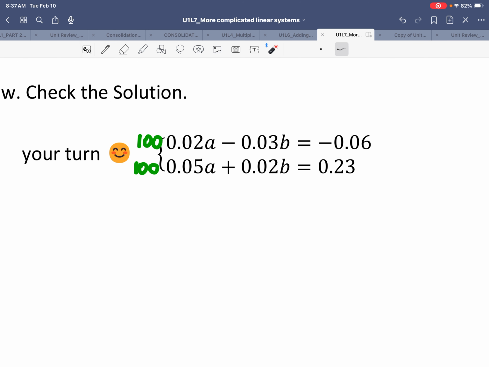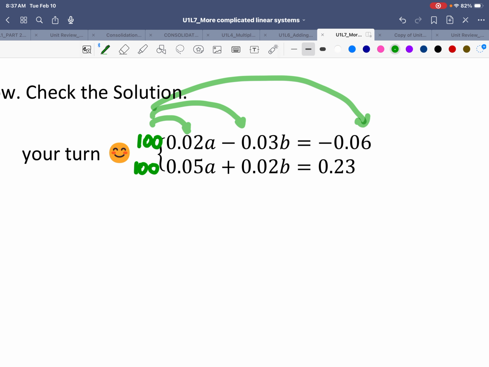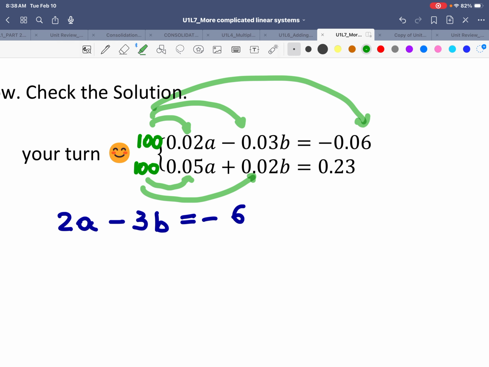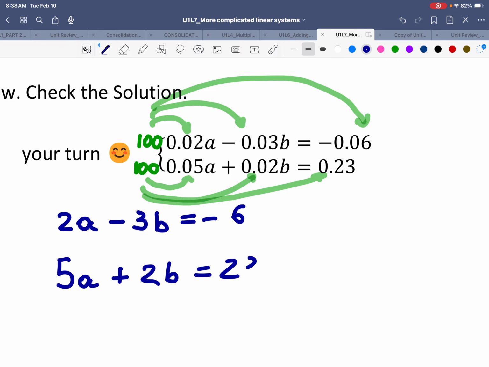Again, 100 is multiplying every term in the first equation, every term in the second equation as well. So here we go. The first equation now will become 2a minus 3b equals negative 6. Now, similarly, we're going to have 100 here multiplying every term in the second equation. And we have 5a plus 2b equals 23.